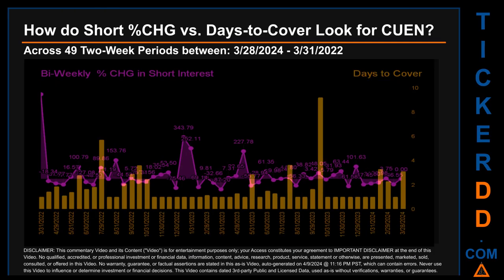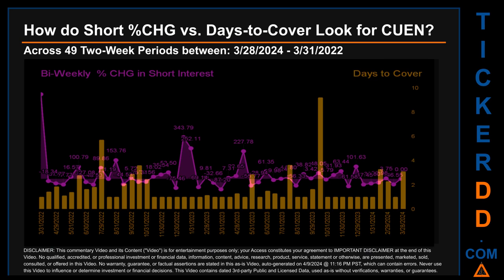Zooming out, I looked across 49 2-week snapshots, from latest found, March 28, 2024 to oldest found, March 31, 2022. In the graph, I overlaid bi-weekly percentage change in short interest against days to cover. Across these 49 2-week snapshots, the average percentage change of short interest was about 30.24%.